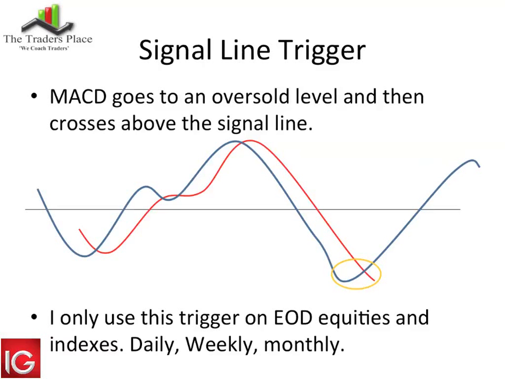Okay, the first section, signal line trigger. The MACD goes oversold. Now notice on this little drawing, the right-hand trough is much lower than the left-hand trough. I want the MACD to be oversold in relation to its history.